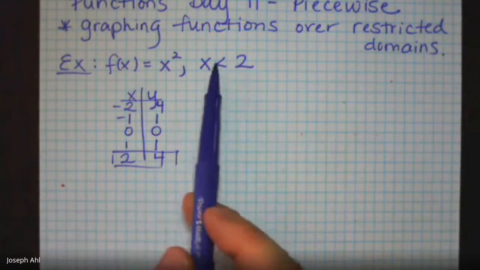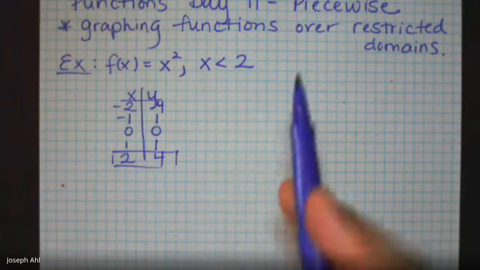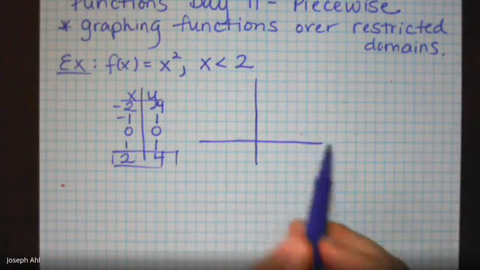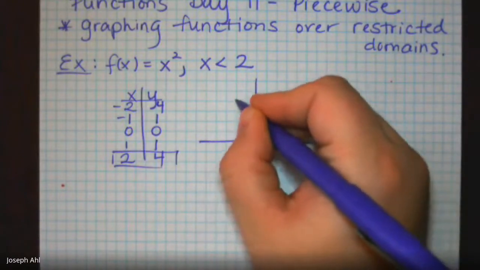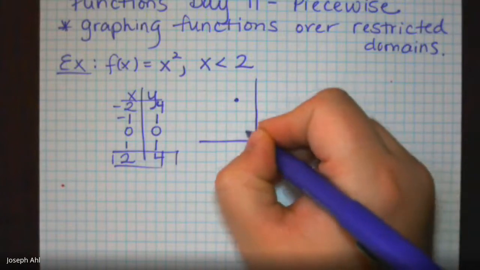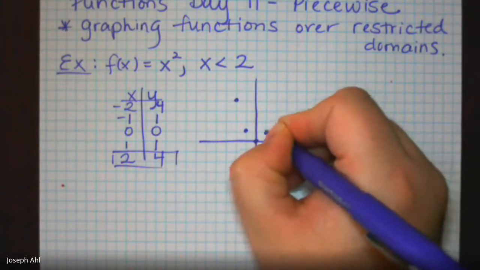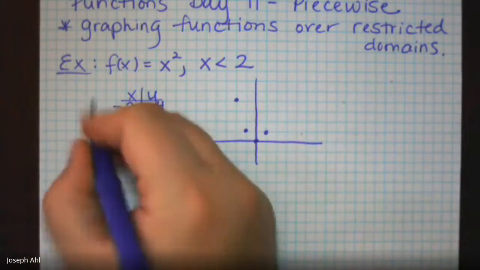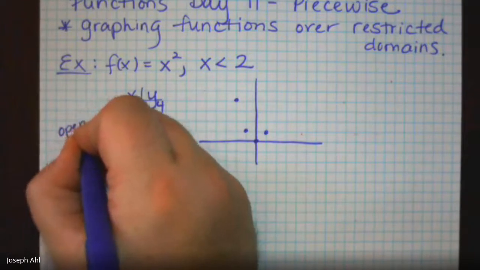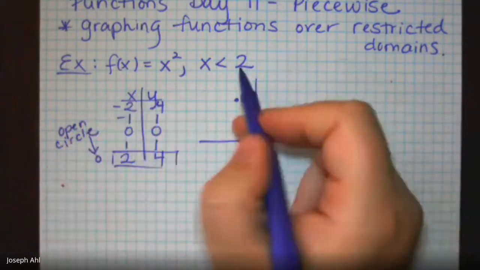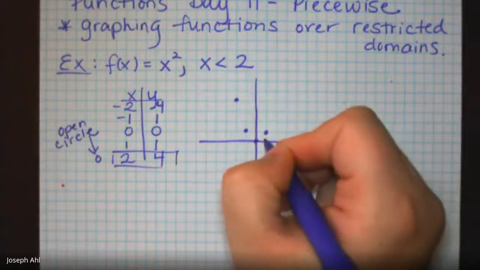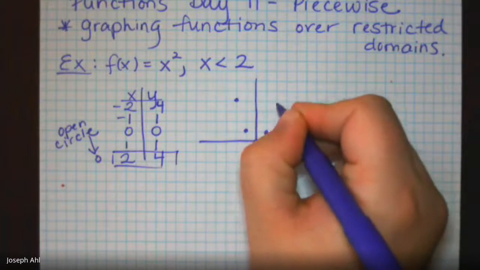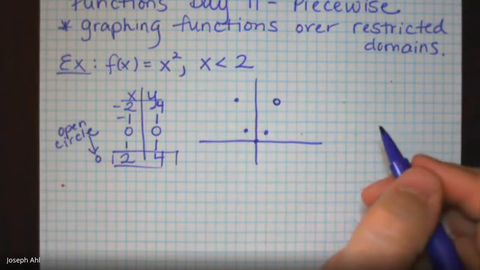Because remember, I only wanted to sketch this when x was less than 2. So that should mean something to us when we go to make our sketch. When I create a set of axes, I know at negative 2, 4 that works. And negative 1, 1, and 0, 0, 1, 1. But then for that last point, 2, 4, what we're going to have to do is put an open circle, because I want to graph this for x values that are less than 2, not less than or equal to 2. So at the point 2, 4, go ahead and put an open circle on the graph.